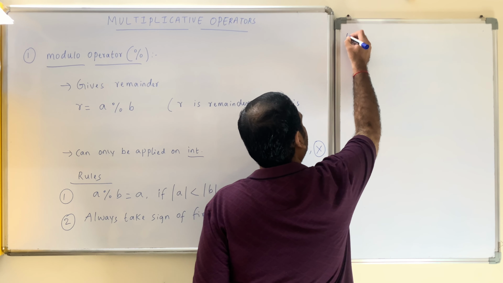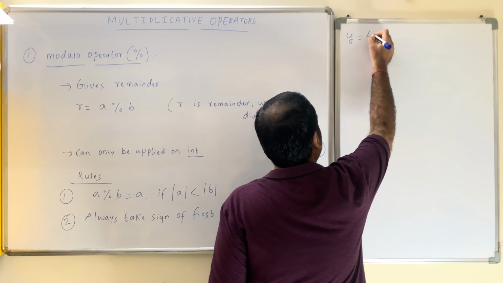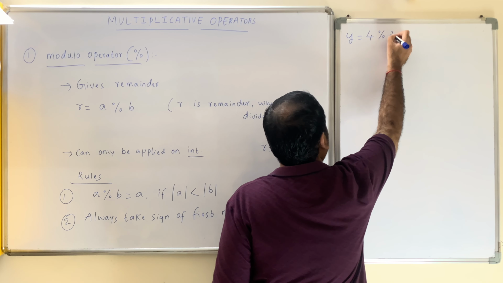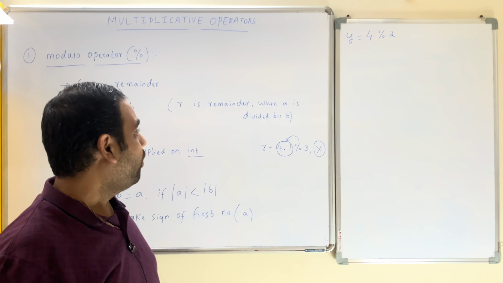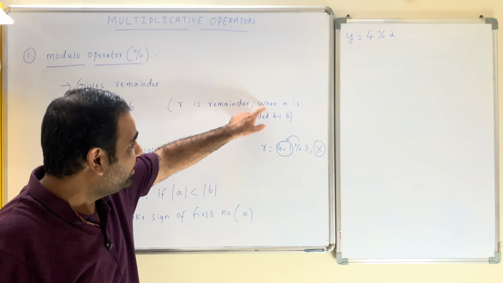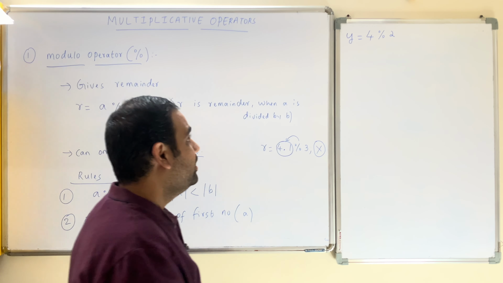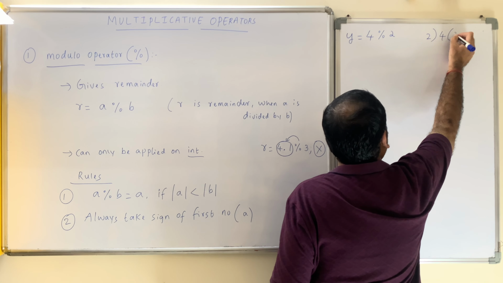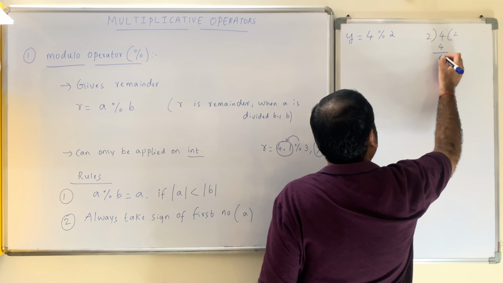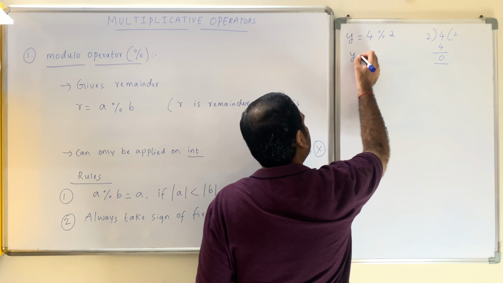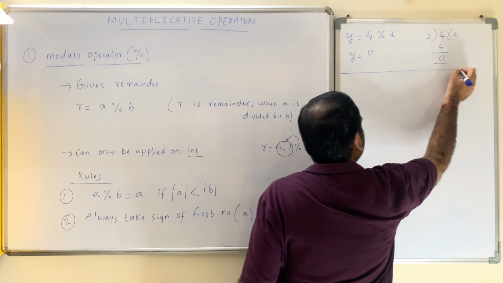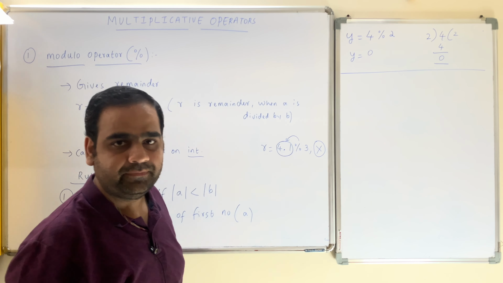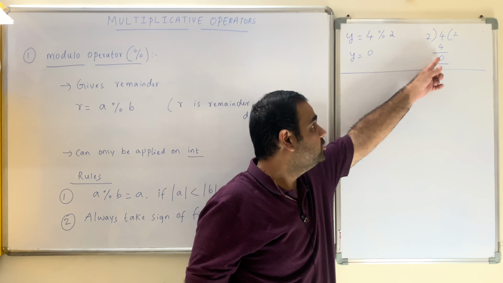Say for example we write y is equal to 4 modulo 2. Modulo means R is remainder when A is divided by B. Divide 4 by 2. 2 2s are 4, and what is the remainder we obtain? We obtain 0, therefore the value of y will be 0 in this case. Remainder over here is 0.